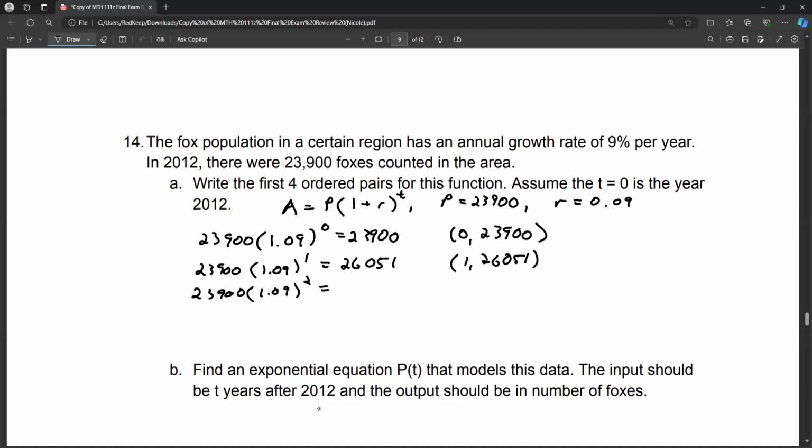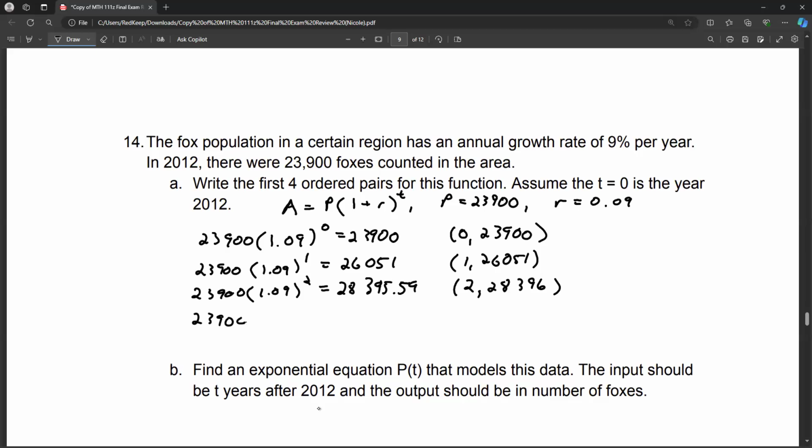I'll do a little extra work because our calculator is going to give us a number. Maybe it'll be something like 28,395.59. Of course, we want to talk about whole foxes. So we'll probably round to the nearest integer value and find that in year 2, there'll be approximately 28,396 foxes.